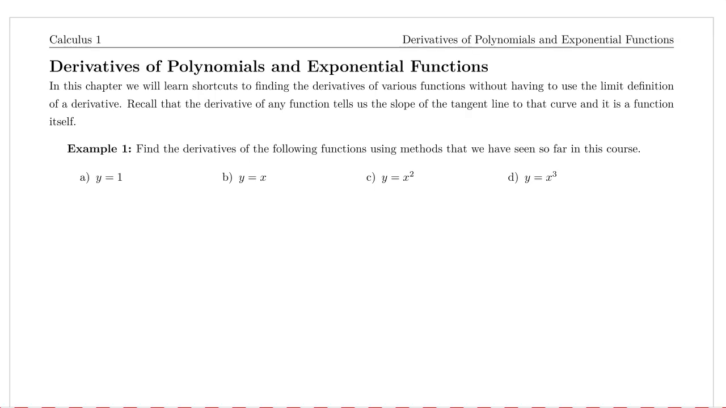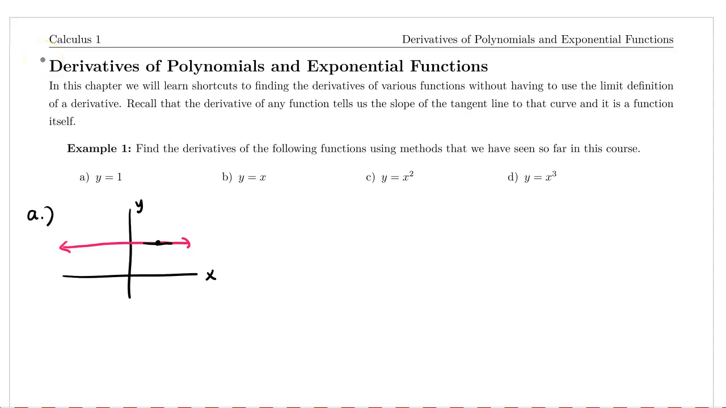Example 1 says find the derivatives of the following functions using methods that we have seen so far in this course. In part A, we have y equals 1. If I were to graph that, that would be a horizontal line. Here's my y-axis, here's my x-axis. If I were to take the slope of the tangent line anywhere along this horizontal line, it would essentially be that line itself, and the slope of a horizontal line is 0.